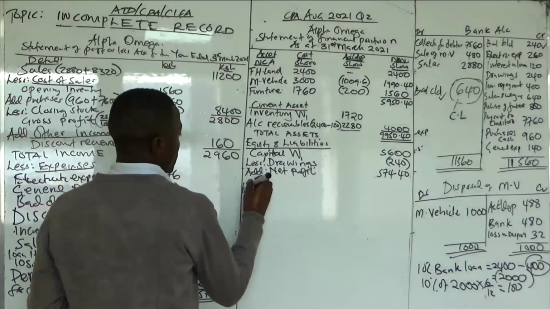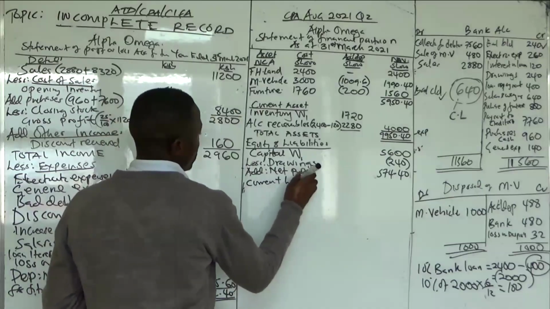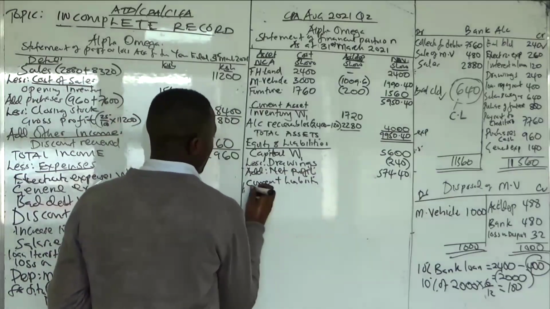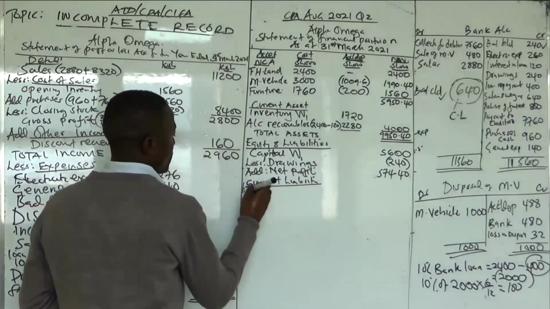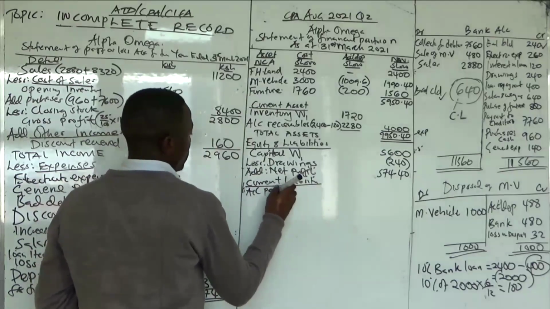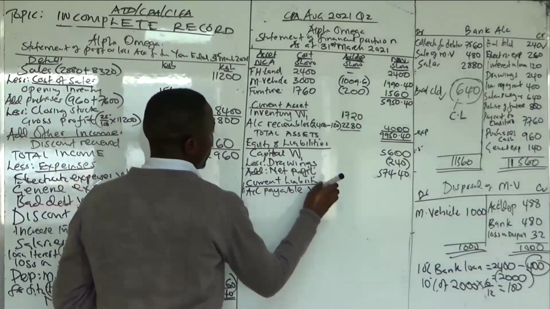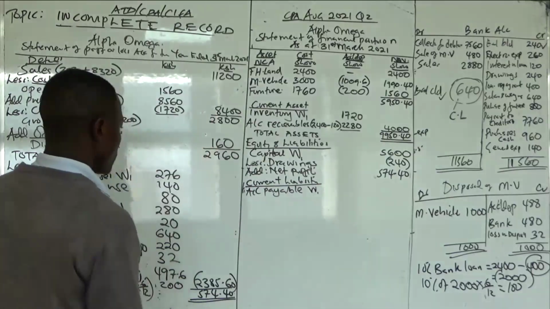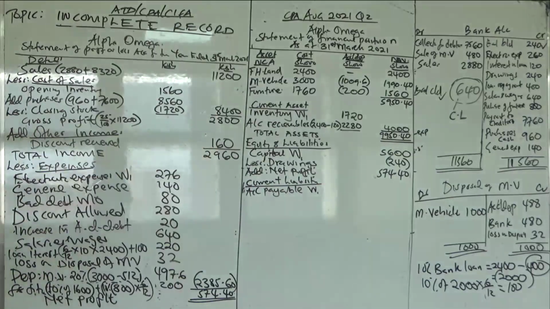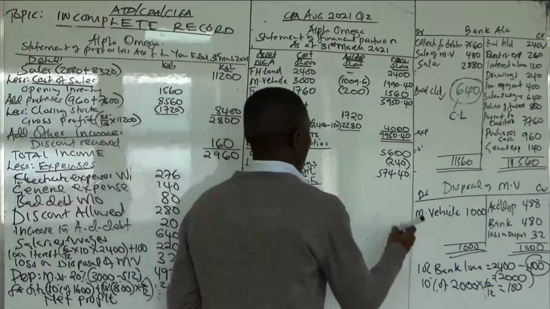Then you go to current liabilities. We start with accounts payable, which was also a working. How much was the accounts payable at the end of the year? Balance carried down 1,200.